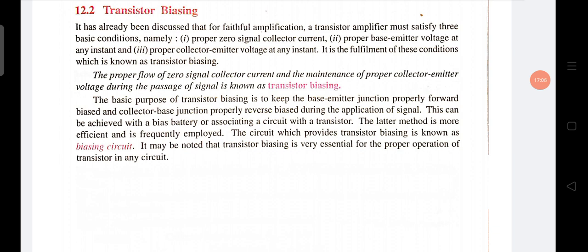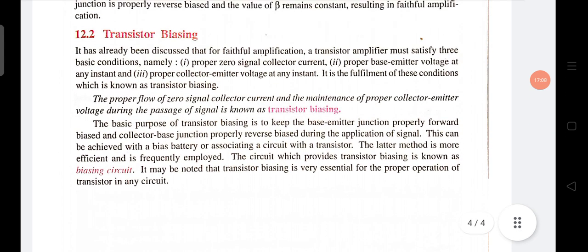Now in the coming classes we will see the different types of transistor biasing. There are different biasing circuits, and we will see these different types of biasing circuits in the coming classes.